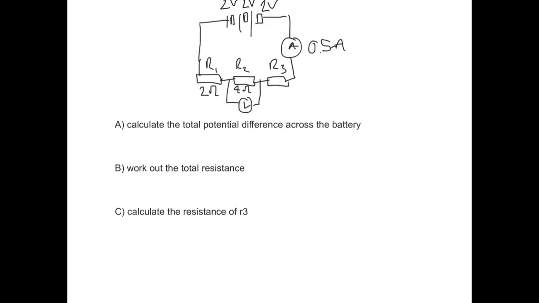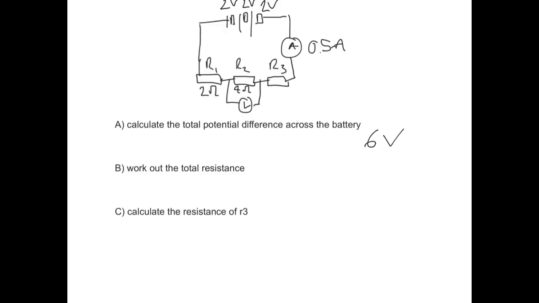So calculate the total potential difference across the battery. Okay, so all you have to do here, because remember potential difference is the same as voltage, is add up those 3 readings, so that's 2 plus 2 plus 2, which is 6 volts. Nice and straightforward. Okay, work out the total resistance. So it'd be tempting here to try and add up all the resistances of the individual resistors. You can't do that because you don't know the resistance of resistor 3.